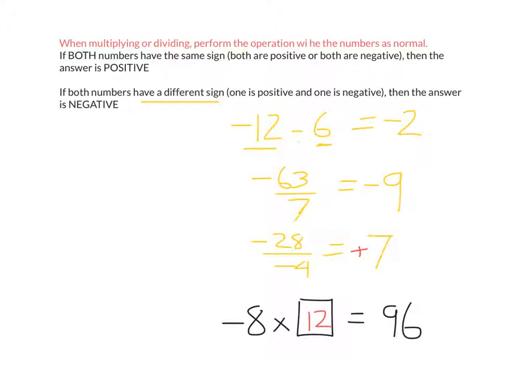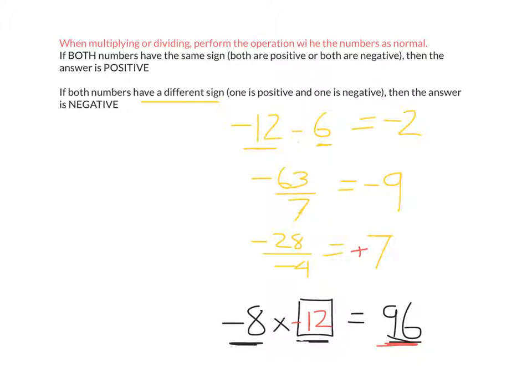Now, because this is negative and this is positive, this number in the box would need to be negative because two negatives multiplied together make a positive, okay? Negative times negative equals positive. Negative times positive equals negative, okay? So the answer in the box has to be negative. If I put a positive 12 there, my answer would be negative 96. So I can't do that. It has to be a negative 12 in the box.